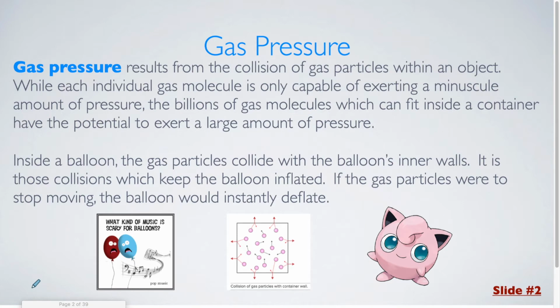Gas pressure results from the collision of gas particles within an object. While each individual gas molecule is only capable of exerting a minuscule amount of pressure, the billions of gas molecules which can fit inside a container have the potential to exert a large amount of pressure. Inside a balloon, the gas particles collide with the balloon's inner walls. It is those collisions which keep the balloon inflated. If the gas particles were to stop moving, the balloon would instantly deflate. So the amount of pressure inside of a sealed container is directly related to the speed of the molecules, since that is connected to the amount of force that they are exerting on the walls.